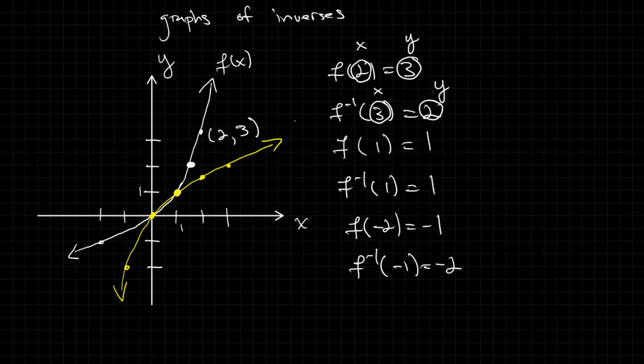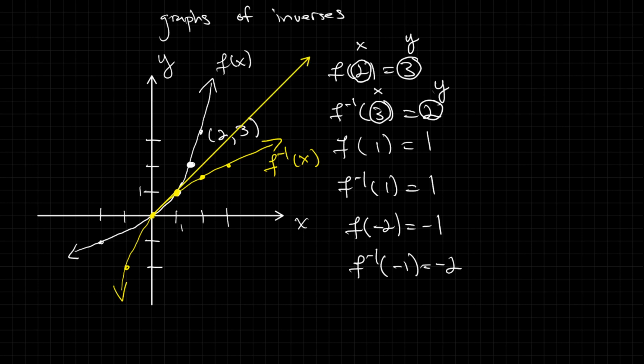So if you have the graph of f, in order to graph the inverse function, all you need to do is find some points on the graph of f and switch the x and y coordinates. Now, you might notice that there is a bit of symmetry going on here. The graph of the inverse function is the reflection of the graph of f about the line y equals x.